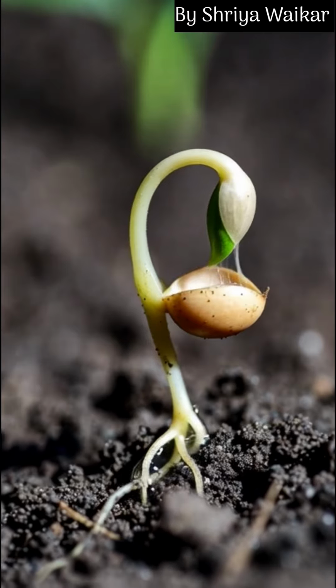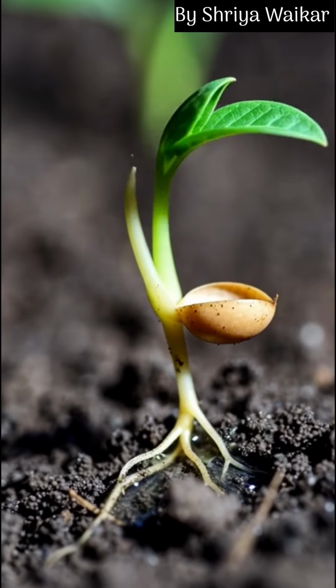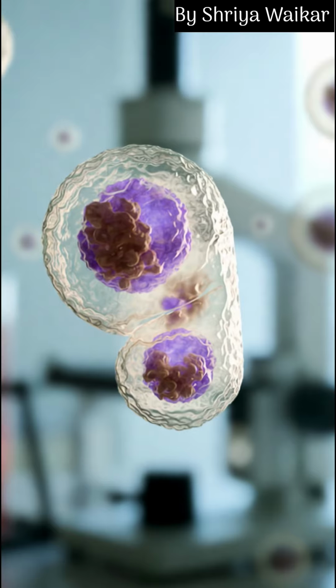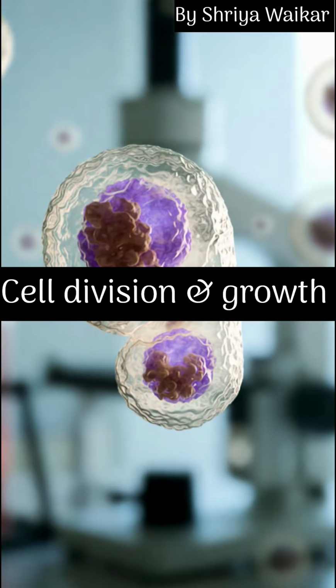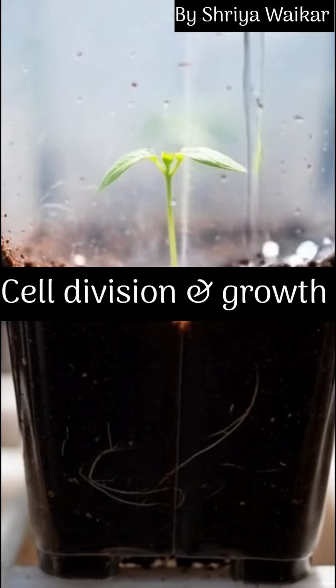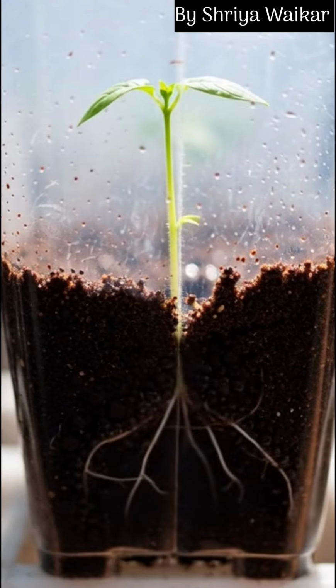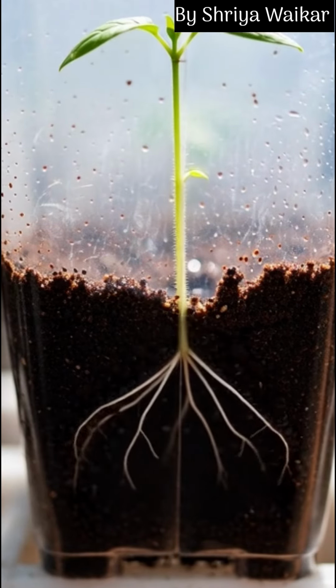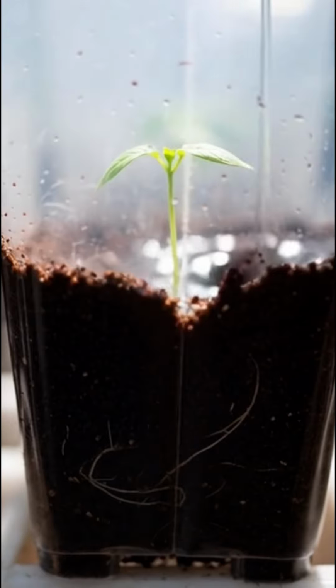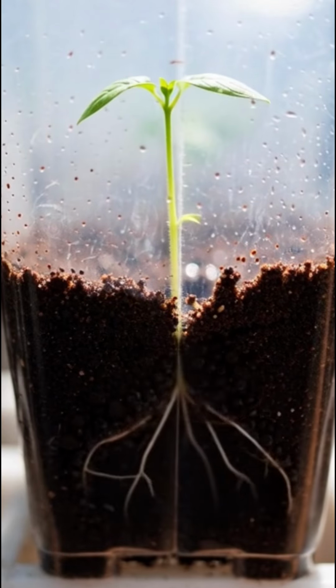Then the embryo begins aerobic respiration. It consumes oxygen to produce the energy required for cell division and growth. And then the radicle emerges. The first part to break through the seed coat is the radicle, that is the embryonic root, which grows downwards to anchor the plant and absorb water.